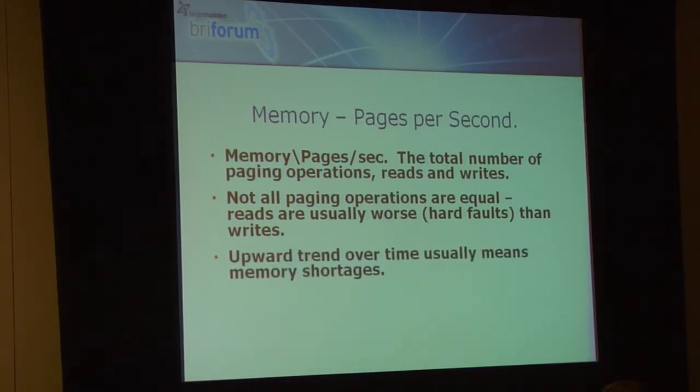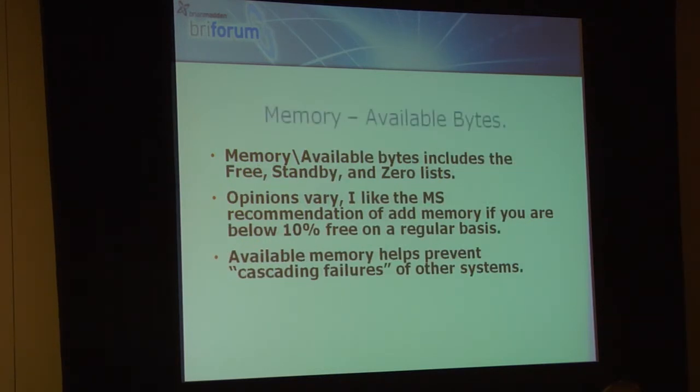And it's not a lot of times very clear when you're looking at the counters if you're looking at a soft or a hard fault until you dig into the explanation. Upward trends over time usually mean add memory, right? For memory available bytes, remember memory available bytes includes things like free, standby and zero lists. This is a lot more important, I think, in a 32-bit world. It's not to say it isn't important in a 64-bit world, but it certainly still is something you can keep an eye on. There are a lot of differing opinions about this. If you really want to get into it, I recommend Mark Russinovich in the Windows Internals books. He goes over this pretty exhaustively.